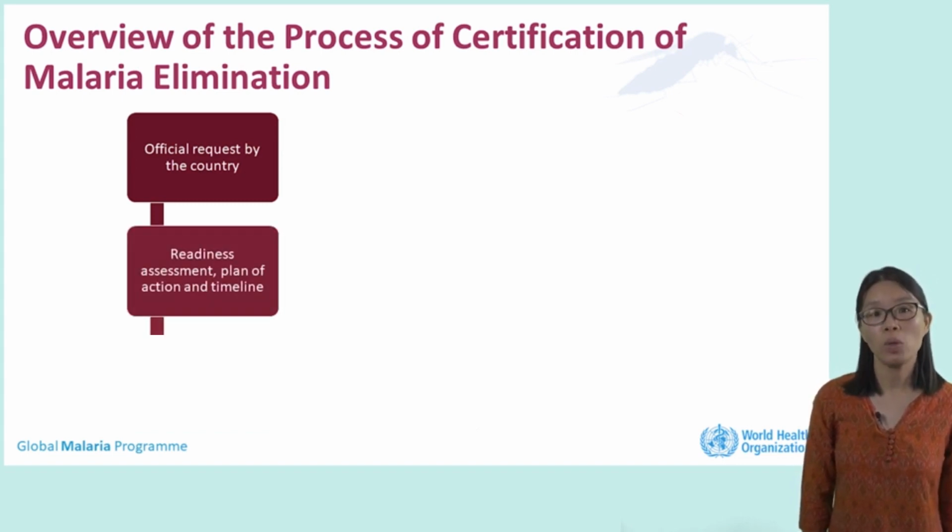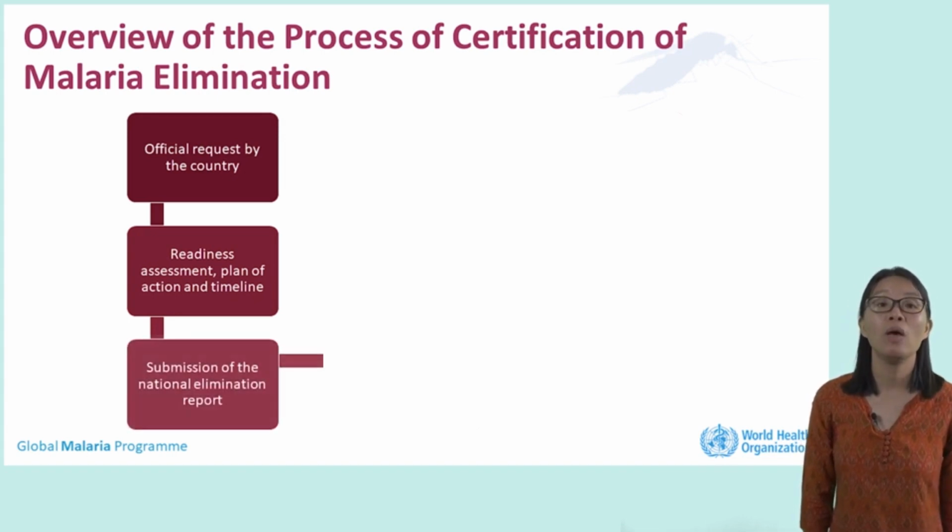With WHO's support, a country will assess its readiness for certification, develop a plan of action to address gaps in its preparations, and develop a timeline to complete any required tasks in time to receive the independent evaluation mission. When the National Elimination Report is finalized, it is translated into English if needed and sent to WHO for final review before being sent to the Malaria Elimination Certification Panel, or MECP.